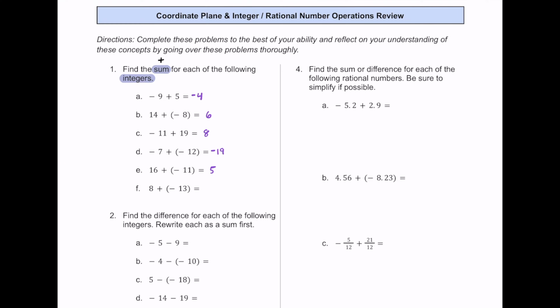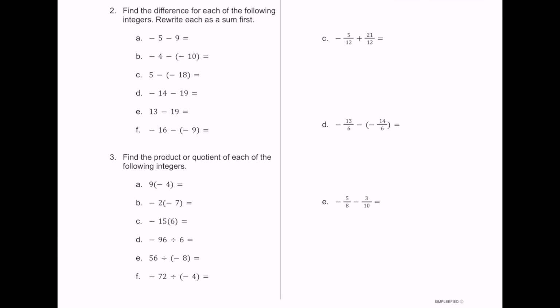For 1f, we have 8 plus negative 13. Again, they have opposite signs, so 13 minus 8, take away their absolute values, that's going to be 5. But in this case, it's going to be a negative 5 since negative 13 has a greater absolute value than positive 8. Let's check out number 2.